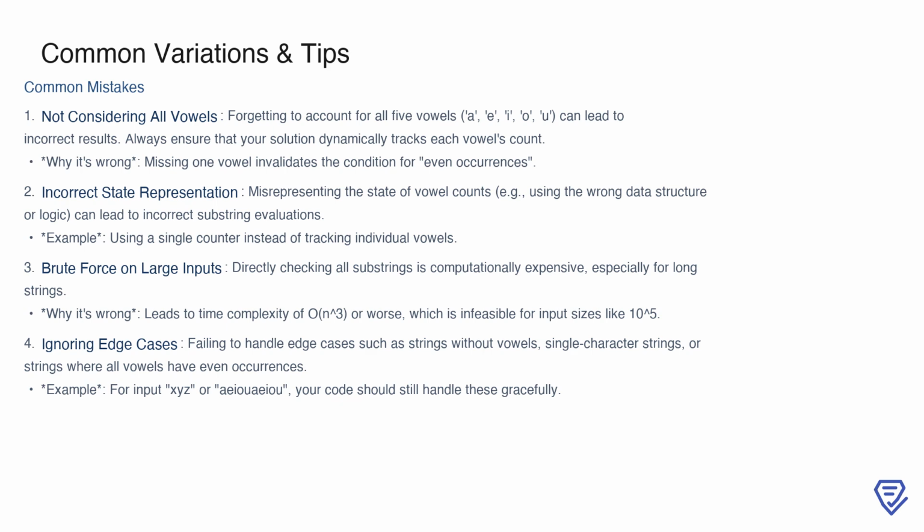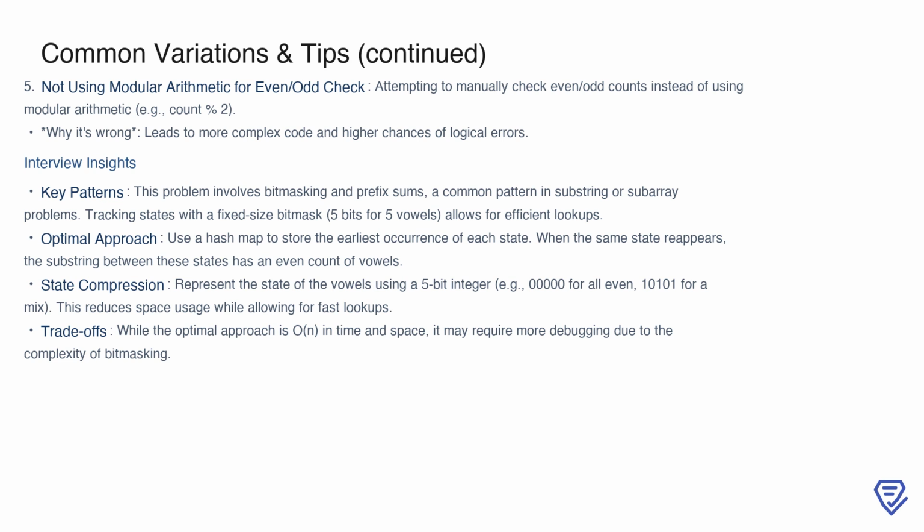Now, another mistake to avoid is skipping modular arithmetic when checking even or odd counts. Using simple modular operations like count % 2 is not only faster but also reduces the risk of logical errors compared to manually implementing even-odd checks.